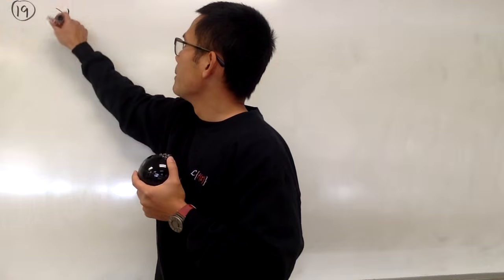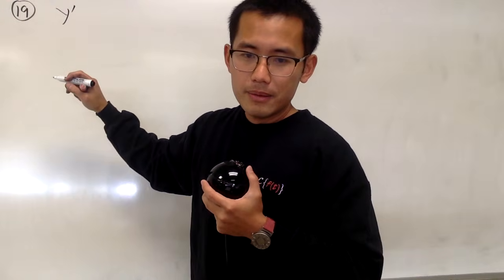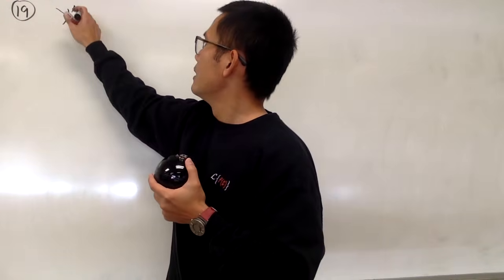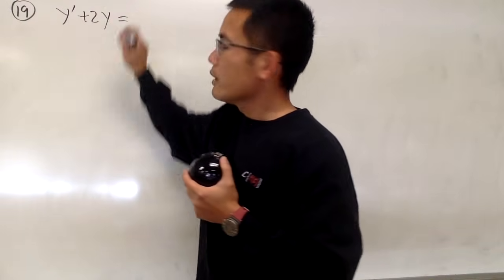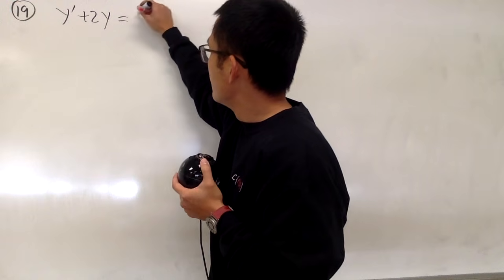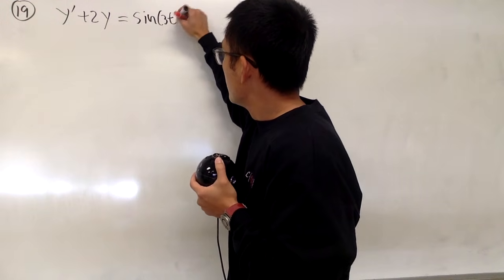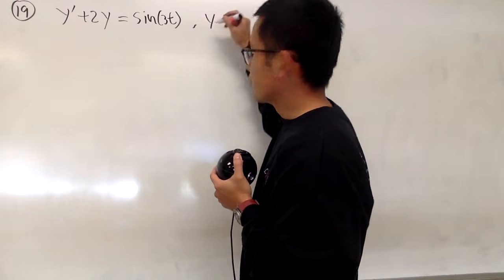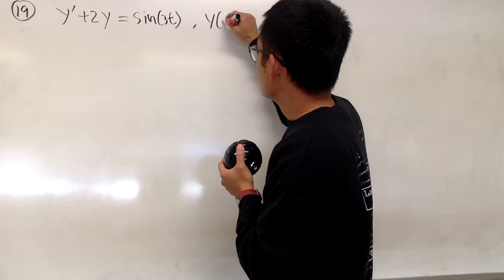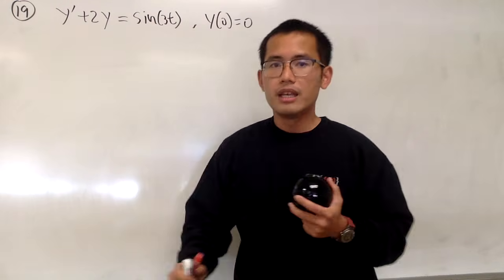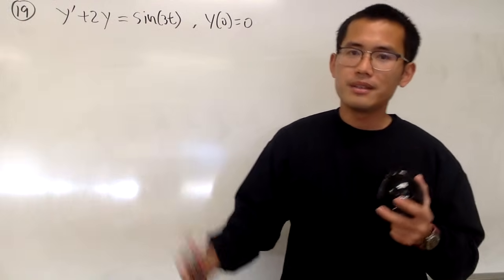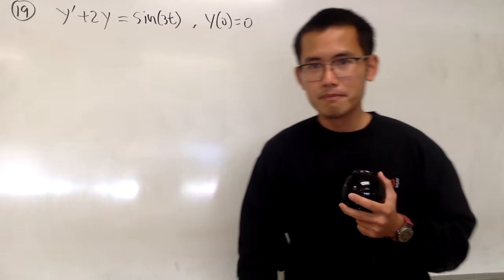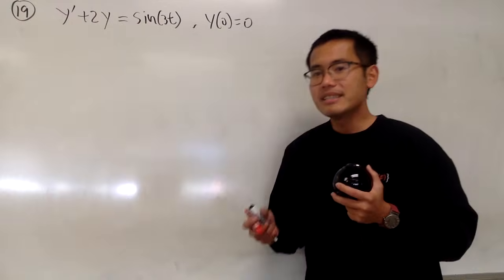I have y prime plus 2y equals sine of 3t, and then we also have to have the initial condition y of 0 is equal to 0. And if you wonder why, if we don't have an initial condition, we'll just go back to the person and say, hey, where's my initial condition, man? Anyway, this is how we're going to do it.